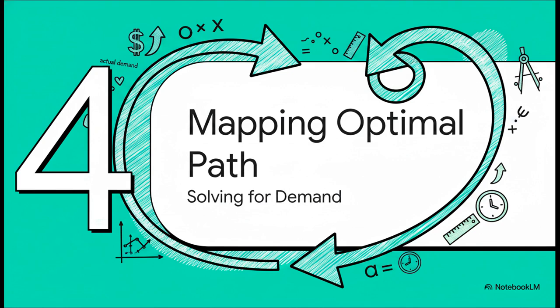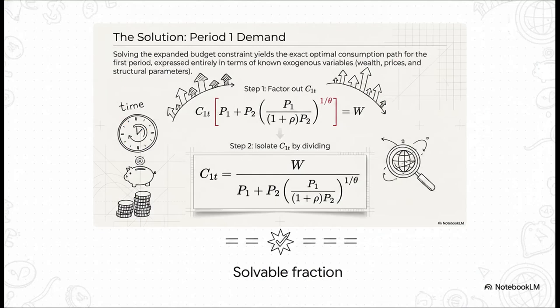Section 4, mapping the optimal path, reviewing the engine's real-world specs. We've got the rules, so let's find the actual demand. By substituting our Euler bridge back into the lifetime budget constraint, we can factor out and isolate current consumption into this incredibly precise, entirely solvable fraction. Everything in this equation, your wealth, the prices, the parameters, are all known variables.